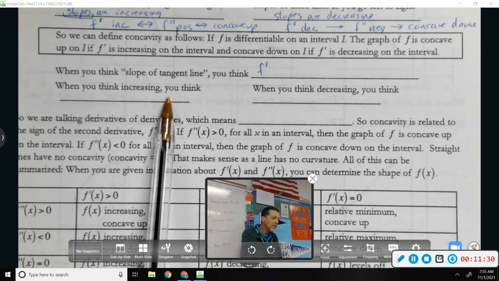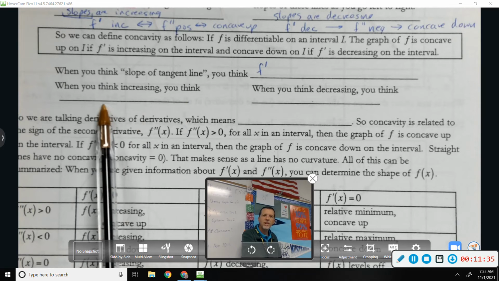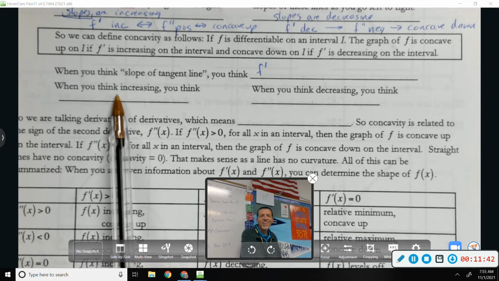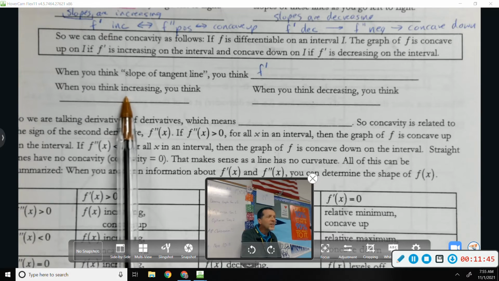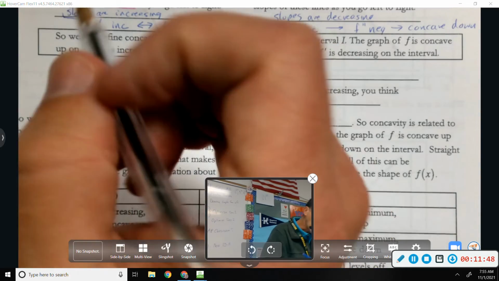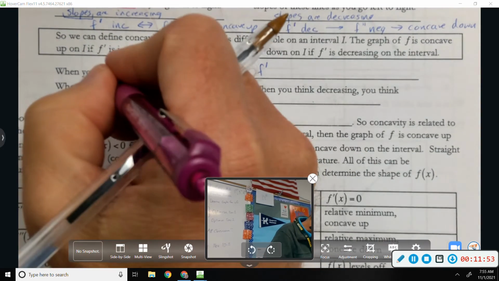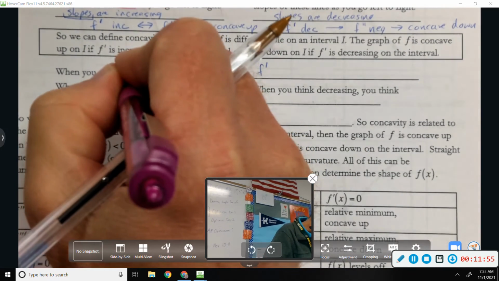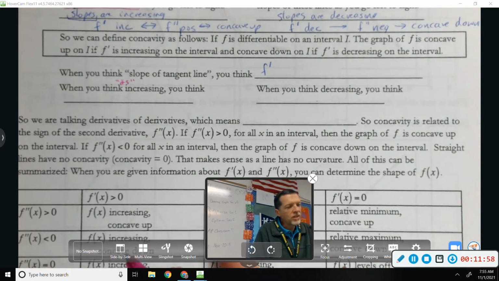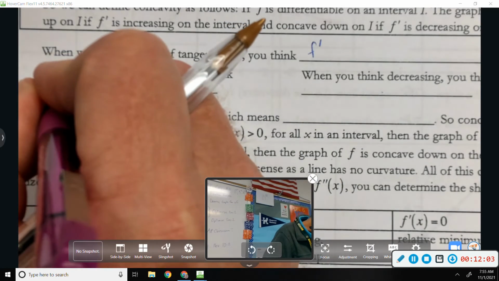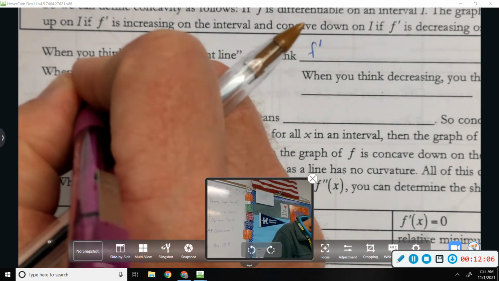When you think increasing, do you think... This is a little bit why I took points off your test, Andrew. When you think increasing, it's like, well, what is increasing? So I'm going to cheat and use the word I don't like to use here. When you think it's increasing, you should be thinking its derivative is positive.